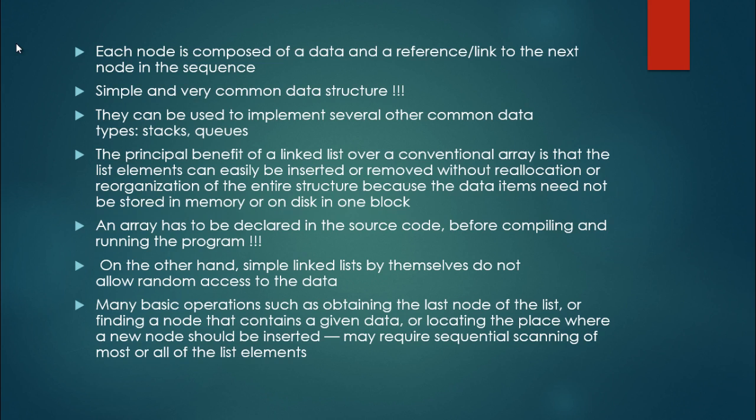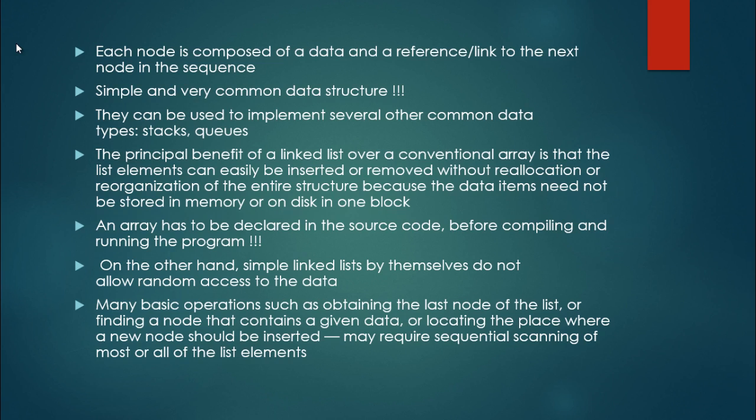An array has to be declared in the source code before compiling and running the program. It's very important that we compare array lists versus linked lists, because, for example, in Java we have the List interface, and both ArrayList and LinkedList implement this interface, and the programmer has to decide which data structure he or she is going to use. That's why it is good to know the difference between arrays or array lists and linked lists. So an array has to be declared in the source code before compiling. On the other hand, linked lists are much more dynamic.